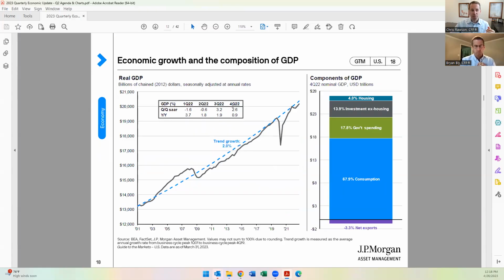Shifting gears to the US, GDP is another name for growth, the growth of the United States. And so what you can see here is quarter over quarter. The last quarter measurement was in the fourth quarter of 2022, and we had 2.6% growth.